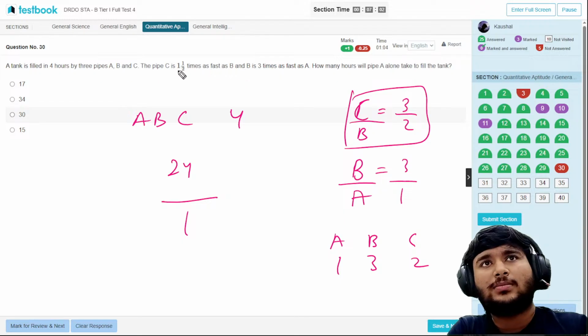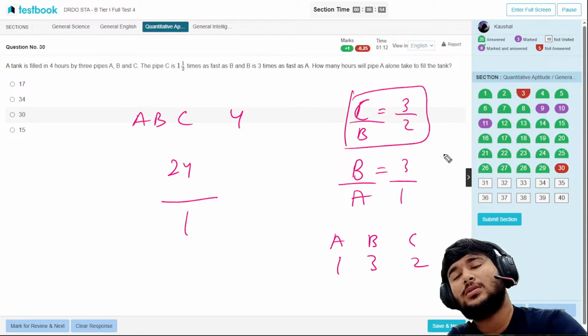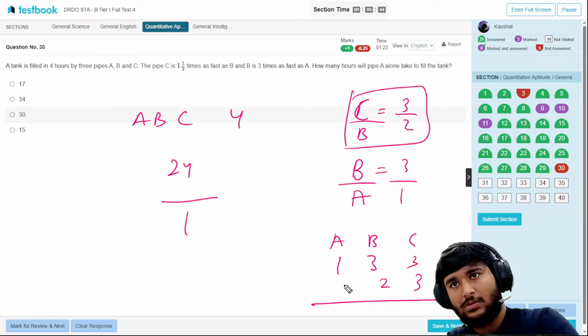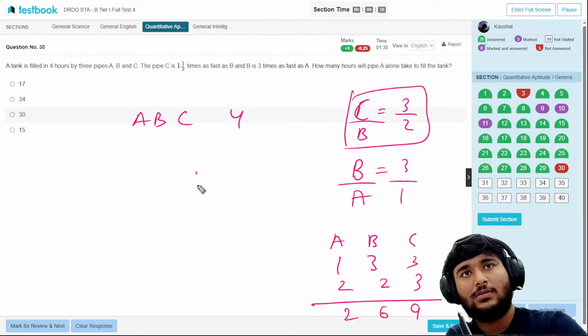C is 3 by 2 as fast as B. B is 3 times as fast as A. 3 है. 2 6 और 9. 9 15 17. 4 into 17, 34 हो जाएगा.